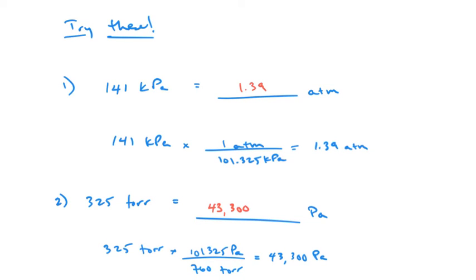Okay, so here are the solutions for that. This will give you 141 kilopascals to atmospheres. Well, we're setting that up with 1 atmosphere on the top, since that's the unit we're converting to, and the 101.325 kilopascals on the bottom. 3 significant figures because of the 141, so that's 1.39 atmospheres. And again, if you're not sure where these are coming from, it's coming from those conversion factors a couple slides ago. 325 torr to pascals, well, you're going to put pascals on the top, that's the 101.325, and the 760 torr on the bottom, that's the unit we started with. So it's going to be times 101.325 divided by 760. To 3 significant figures, it's 43,300.